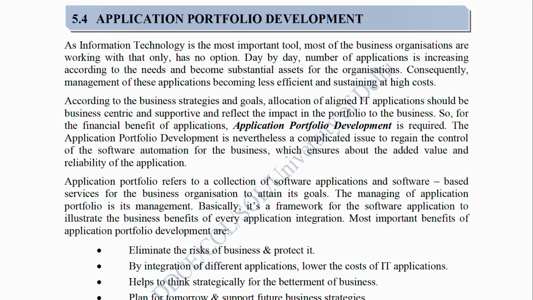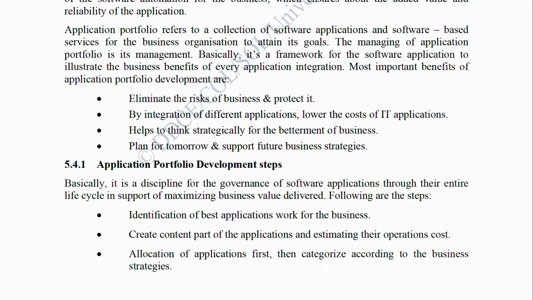The application portfolio development is nevertheless a complicated issue to regain control of the software automation for the business, which ensures the added value and reliability of the application. Application portfolio refers to a collection of software applications and software-based services for the business organization to attain its goals. The managing of application portfolio is its management. Basically, it's a framework for software applications to illustrate the business benefits of every application integration.